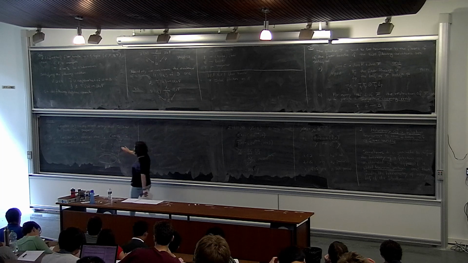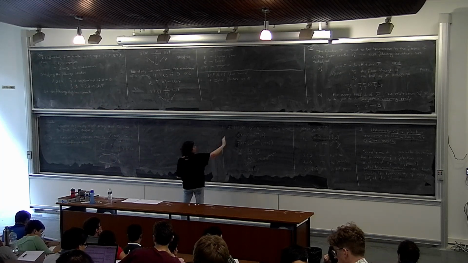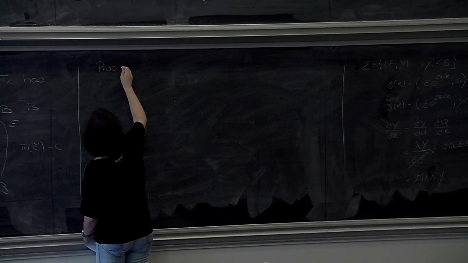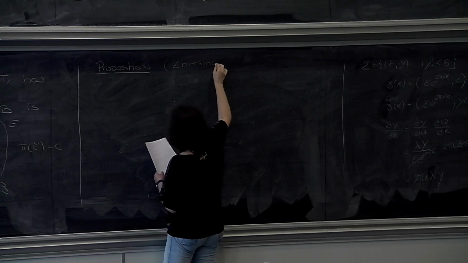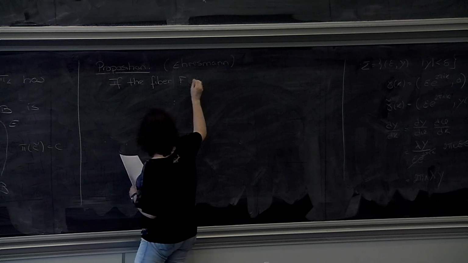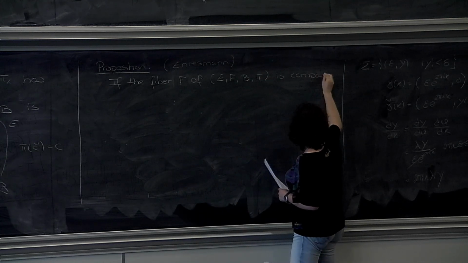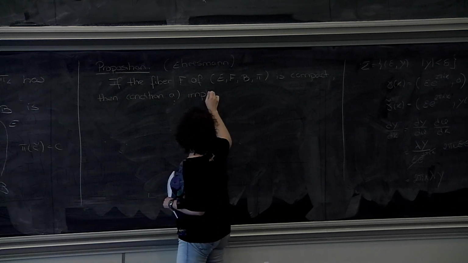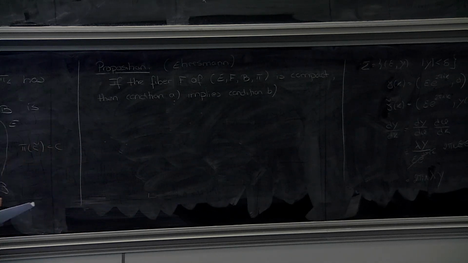Okay, so as I said, condition A only implies that PL is a local diffeomorphism, and it does not necessarily ensure that, but there is one case where we know that this happens. It is a result of Ehresmann that says the following: if the fiber F of our fibration, of our fiber bundle, is compact, then condition A implies condition B. Okay?